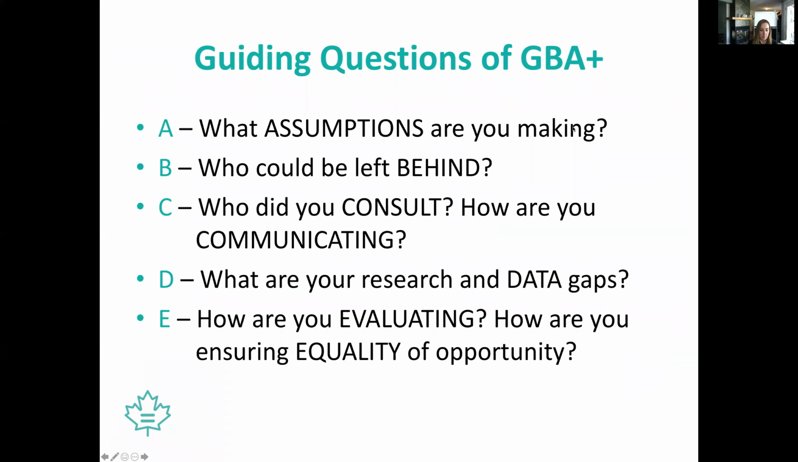So let's talk about exactly what GBA Plus is. The ABCDEs are 5 core guiding questions of a GBA Plus analysis. In any GBA Plus analysis, you're always asking, what assumptions am I making? You're also asking, who could be left behind? Who am I consulting with? And how am I communicating? What are my research and data gaps? And also, how am I evaluating and how am I ensuring equality of opportunity?